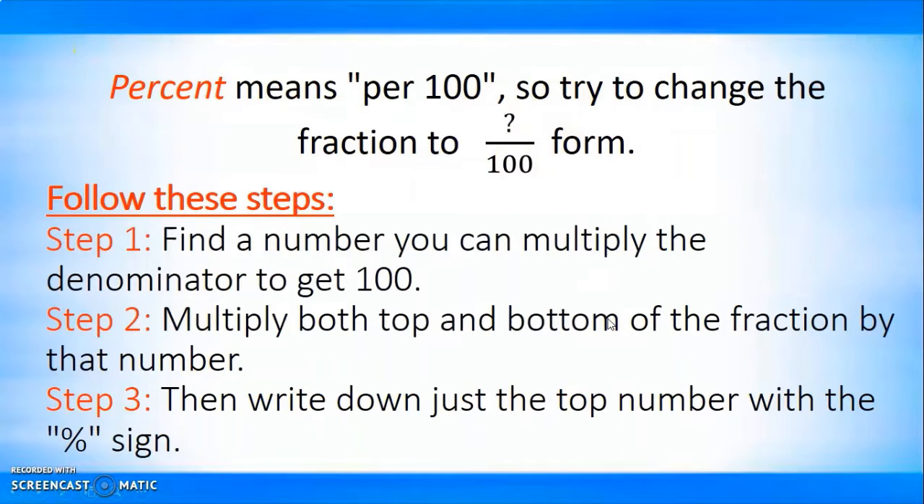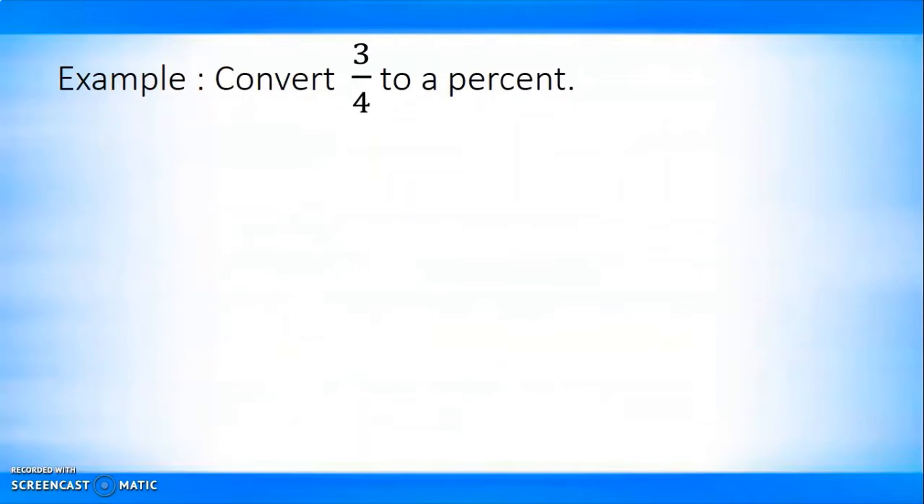So we're going to follow the steps. Step 1, find a number you can multiply the denominator to get 100. Step 2, multiply both top and bottom of the fraction by that number. Step 3, then write down just the top number with the percent sign. For example, convert 3/4 to a percent.